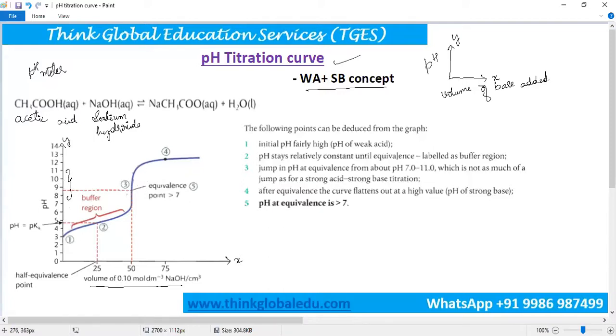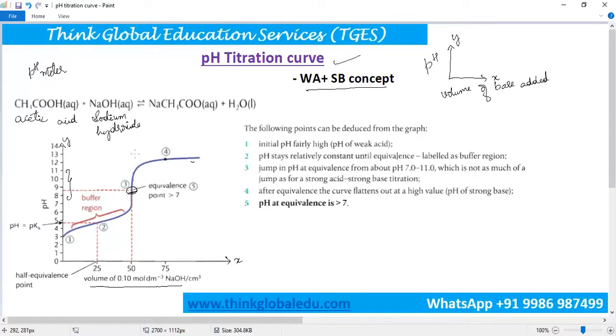Once the equivalence point is reached, the curve flattens out at a higher value, that is, the pH of a strong base. This indicates that the pH at equivalence is greater than 7 in the case of a weak acid and strong base neutralization reaction.